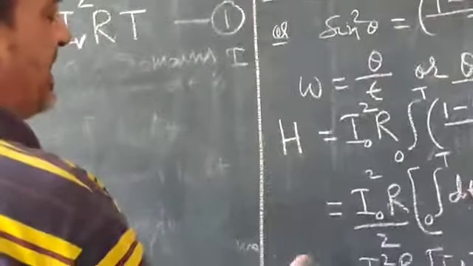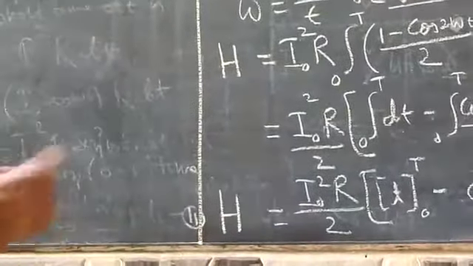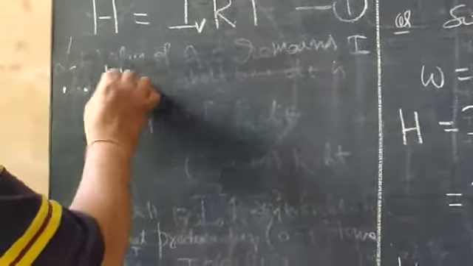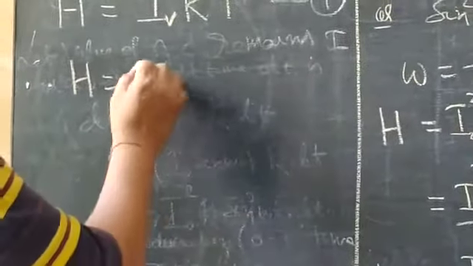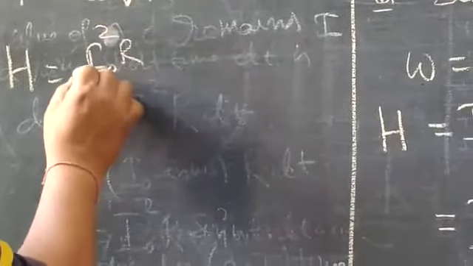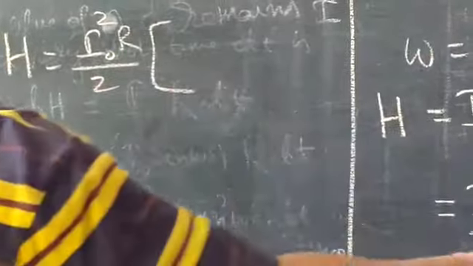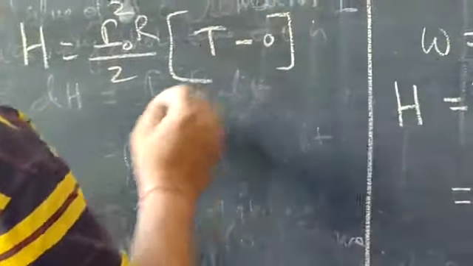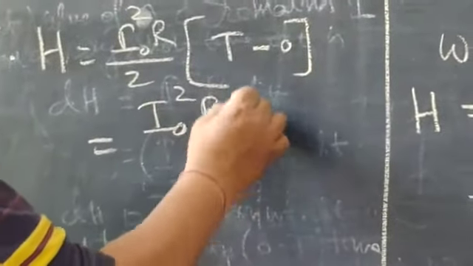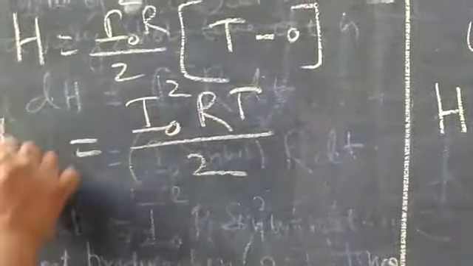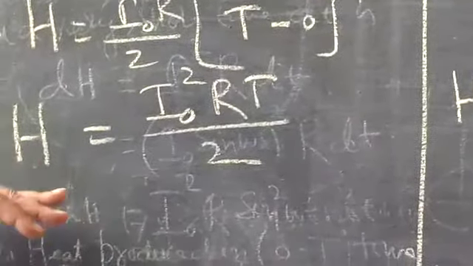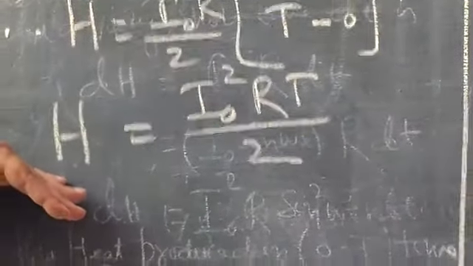The heat produced by AC in the same time period, therefore, H is equivalent to I0 square R upon 2, upper limit capital T minus lower limit 0. It means we will get I0 square R capital T upon 2. This much heat will be produced by AC in one cycle.